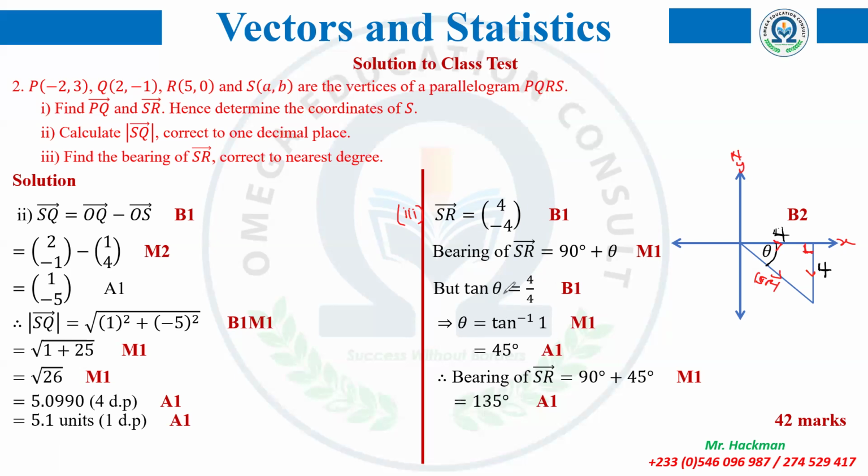So theta will be equal to tan inverse, and I saw some of you still writing 4/4. Remember, 4/4 is the same as 1. In any case, you won't lose any marks there, but you will write more and lose time. So that will be equal to tan inverse of 1, which we all know is 45 degrees. Therefore the bearing of SR will be 90 degrees plus 45 degrees, which gives us 135 degrees. We're asked to correct it to the nearest degree, and it's already a whole degree. So that will be it for the question.